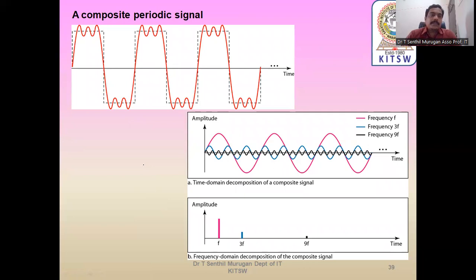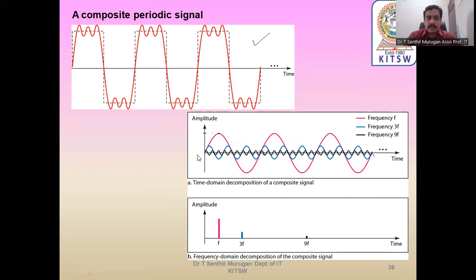Here you can see the difference for the composite periodic signal. This is a signal carrying the composite signal. How can we draw this signal? See here, the pink color has the high amplitude. What is the frequency of this? Only 3 cycles are there. Up to this is 1 cycle, up to this 2 cycles, and 3 cycles. So 3 cycles means the frequency is 3F. Then the blue color line: you just calculate how many cycles are there. Up to this, 1, 2, 3, 4, 5, 6, 7, 8, 9. Okay, so the frequency is 9F.